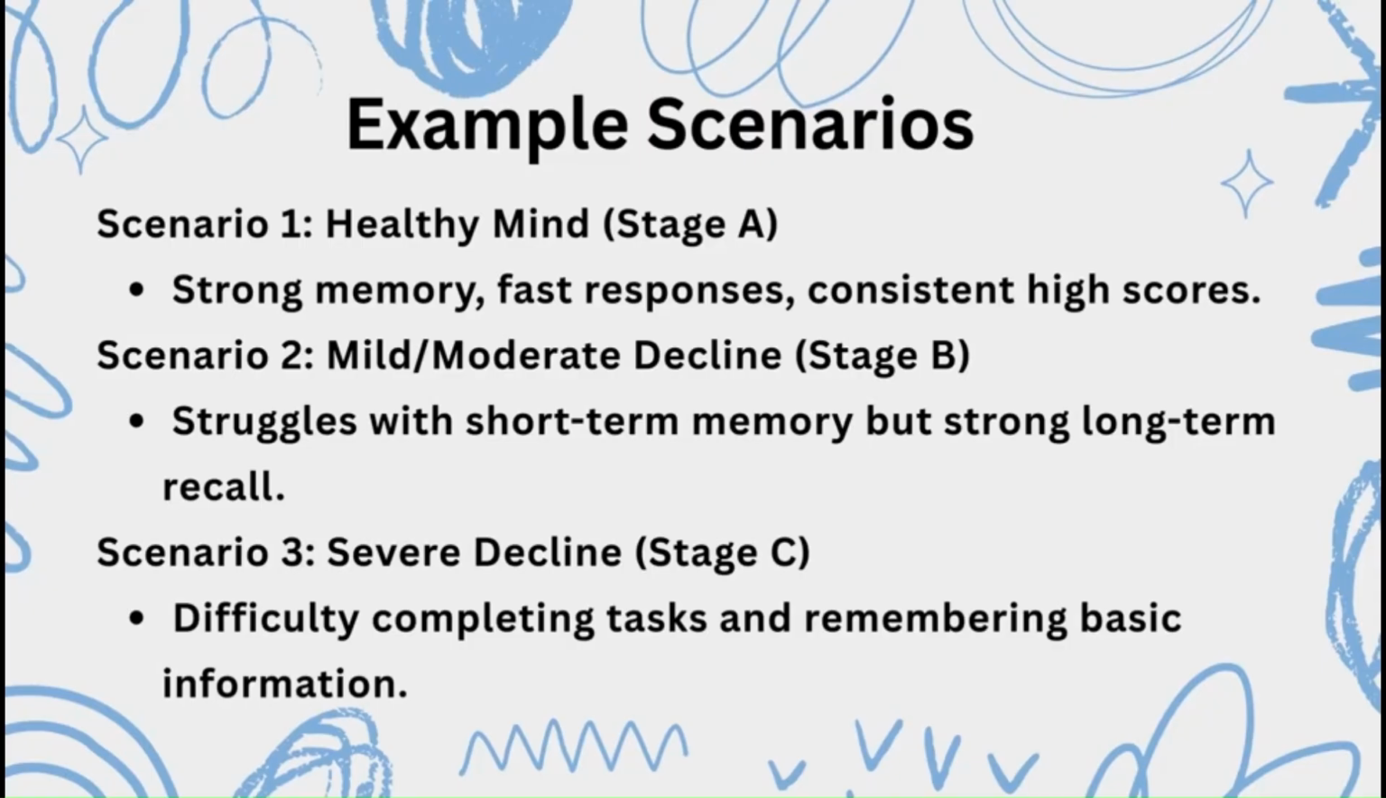So these three scenarios show exactly how our game works with actual people. It recognizes strengths, it spots weaknesses, and it helps people get support early, long before serious decline takes over.